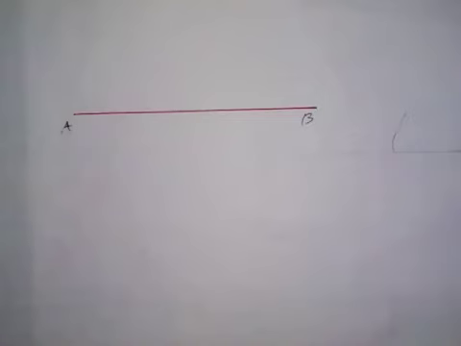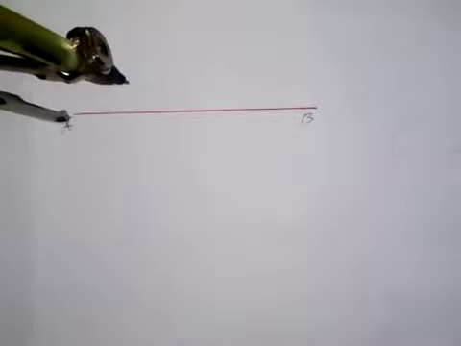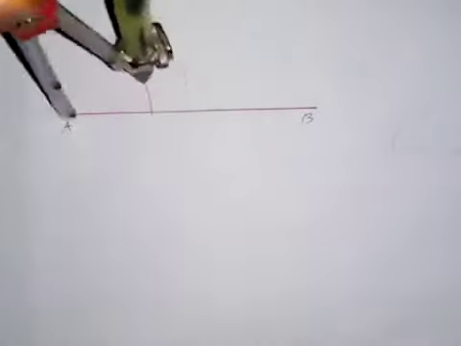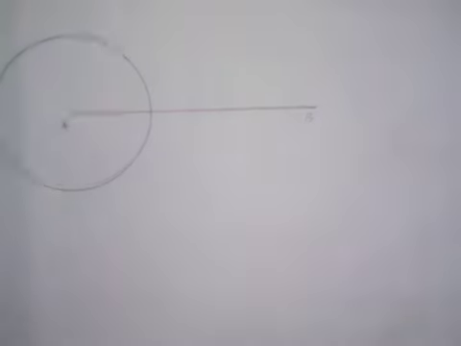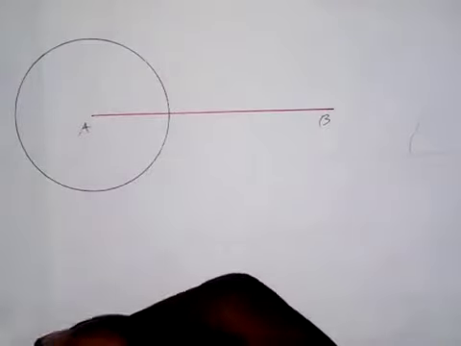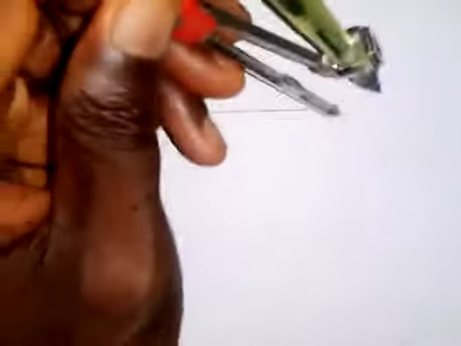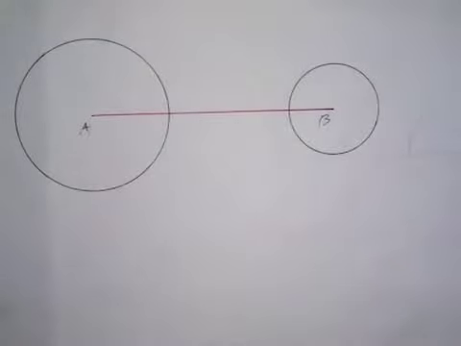The next thing I'm going to do is to construct the circles. I take a measurement of 25 millimeters, which is half of 50, for the big circle. I place the pinpoint of the compass at A and draw the big circle like this. I also take a measurement of 15 millimeters, which is half of 30, for the small circle. I put the pinpoint at center B and draw a circle. So we have drawn the circles.